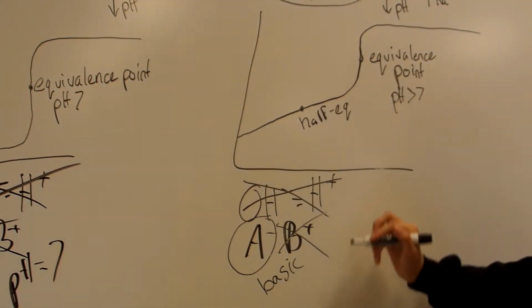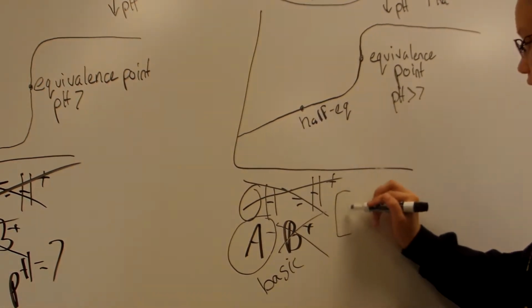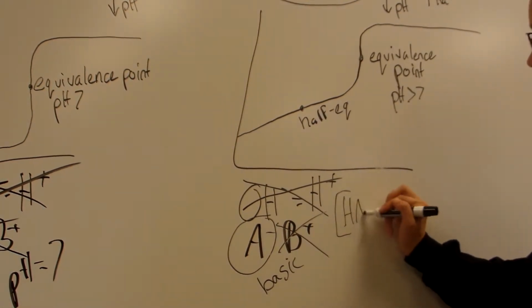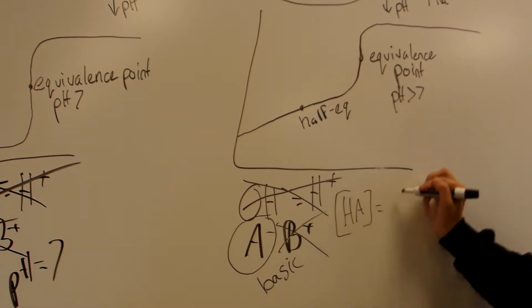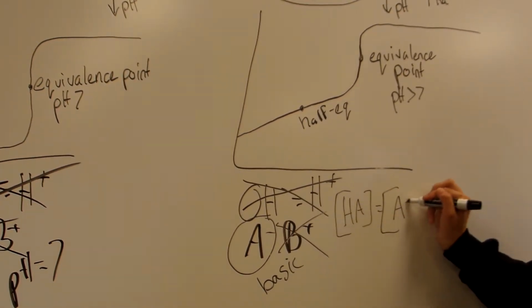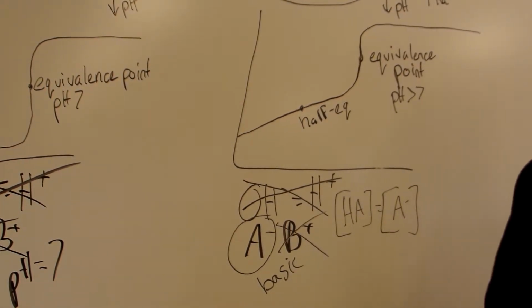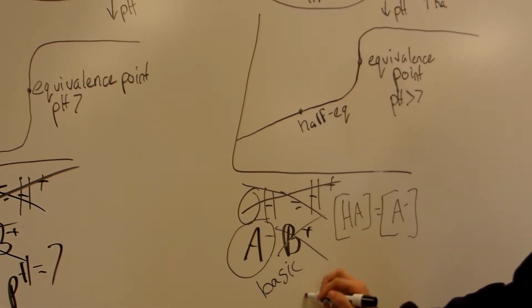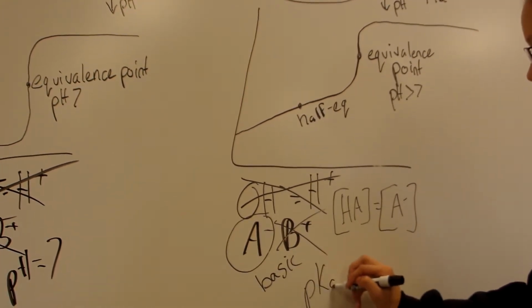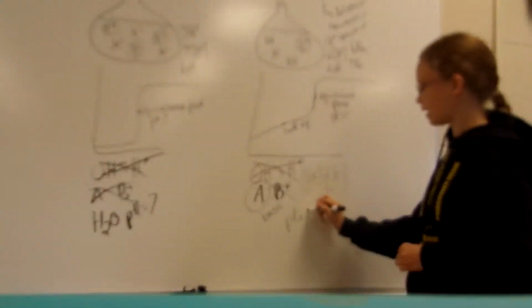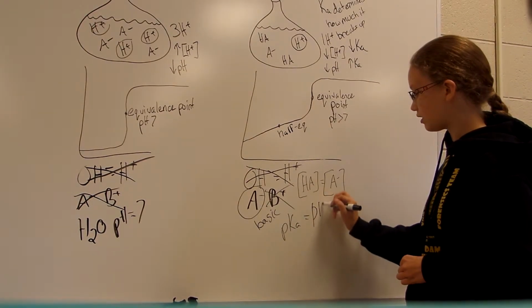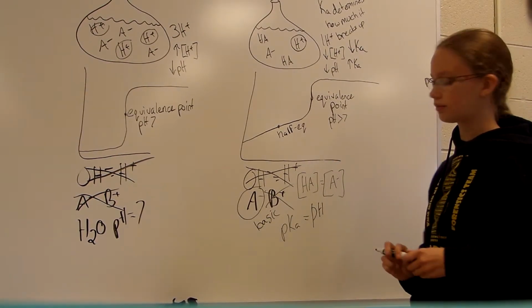Another important part of the weak acid titration is right here, which is the half equivalence point. This point is when the concentration of HA is equal to the concentration of A minus. This gives us a buffer solution, and it also means that the pKa, or the negative log of the Ka, will be equal to the pH of the solution at that point.